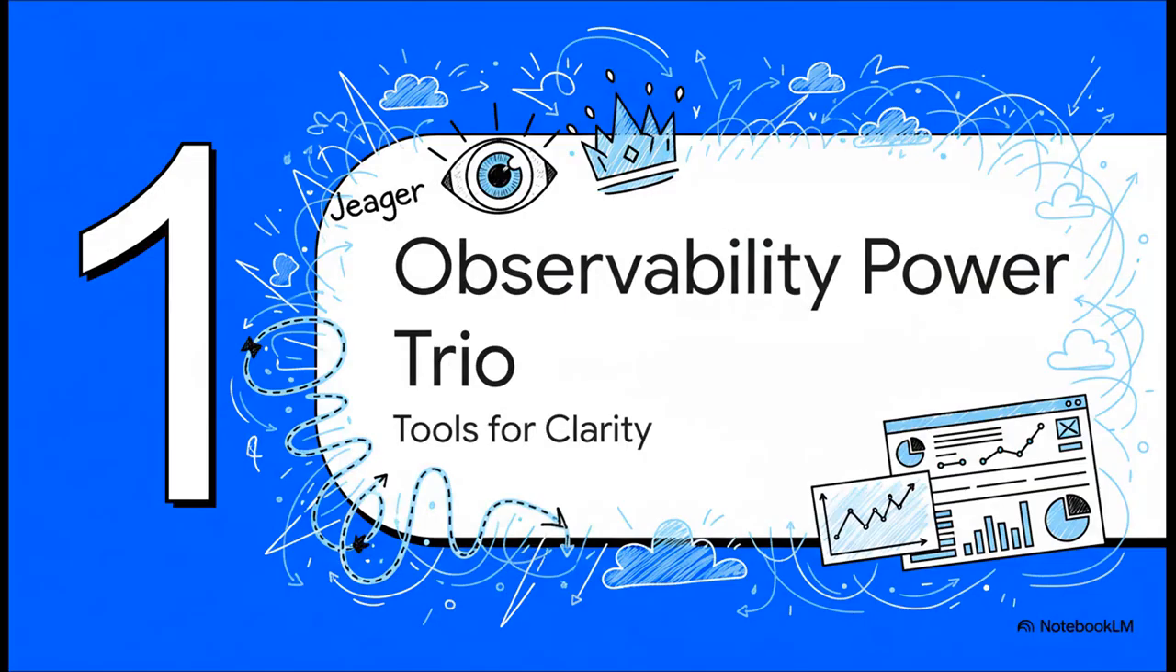To do that, we need to bring in some specialists. So, meet the Observability Power Trio: Jaeger, Prometheus, and Grafana. You can think of them as the A-team, designed specifically to cut through all that data chaos and bring some real order to your system's story.